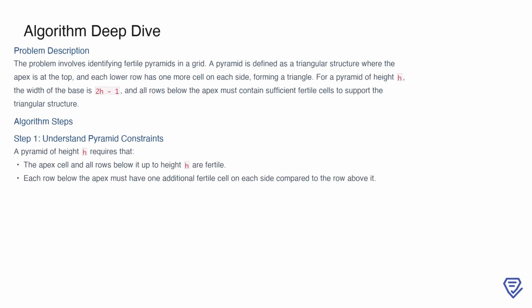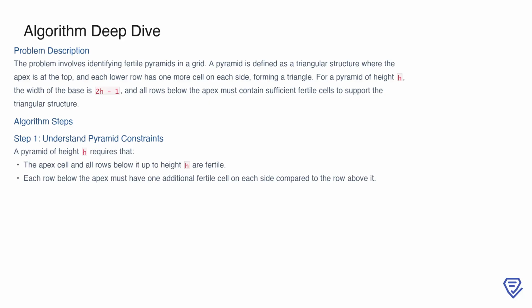In this problem, we are tasked with identifying fertile pyramids in a grid. A pyramid is defined as a triangular structure where the topmost cell, or the apex, sits at the peak, and each subsequent row below it expands symmetrically, forming a triangle. To determine if a pyramid is valid, we need to ensure that the apex and all rows below it contain enough fertile cells to support the triangular structure.